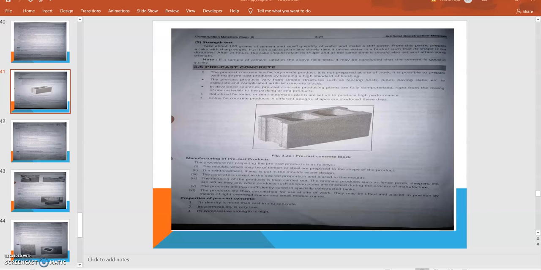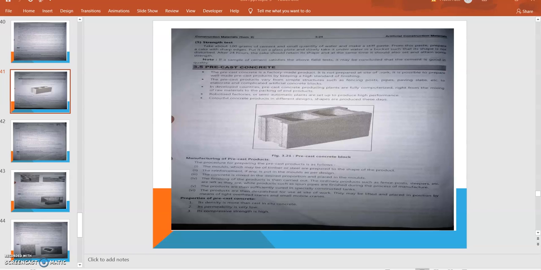So the precast concrete is a factory made product. As I said, these are casted on site or maybe in the factories, and then they are joined or implemented over the site. So that's why it is called precast concrete.